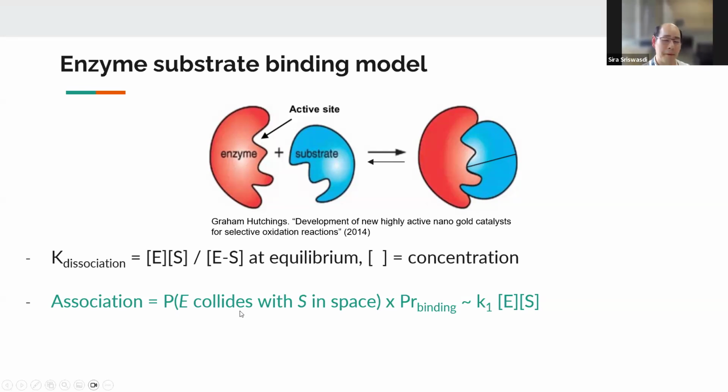And that can occur with some probability. With some probability, the molecules will run into each other. And once they run into each other, then there is a certain probability that they will bind, or they will just be near each other, but not interact.